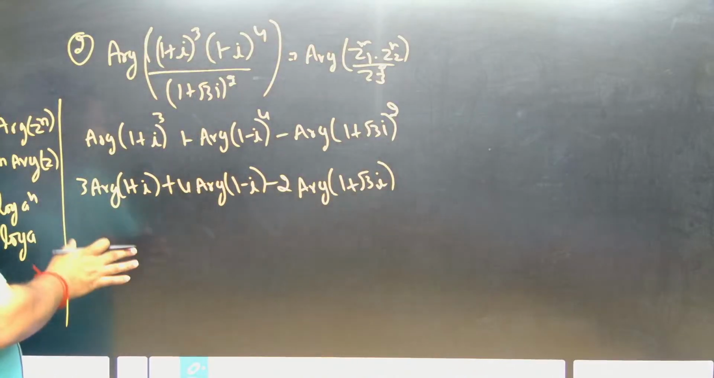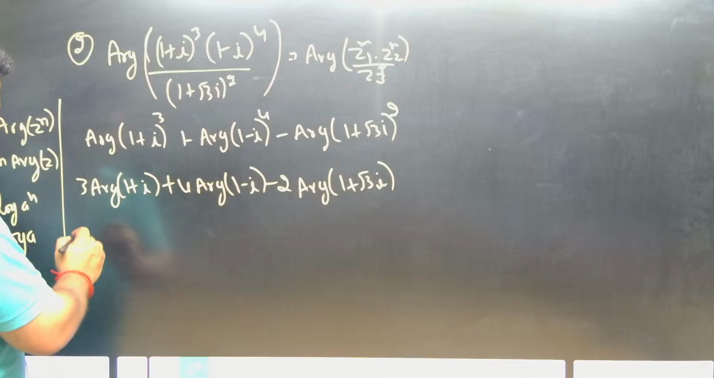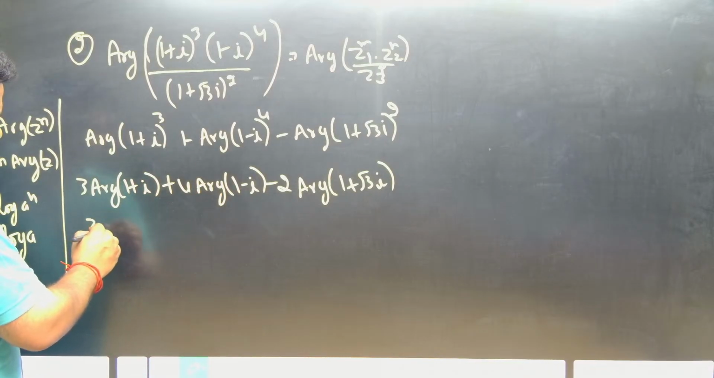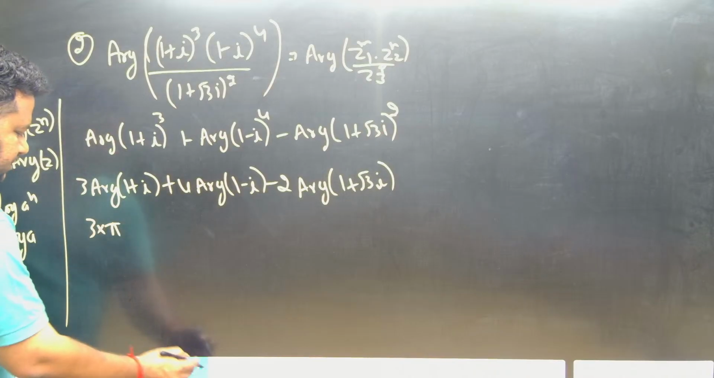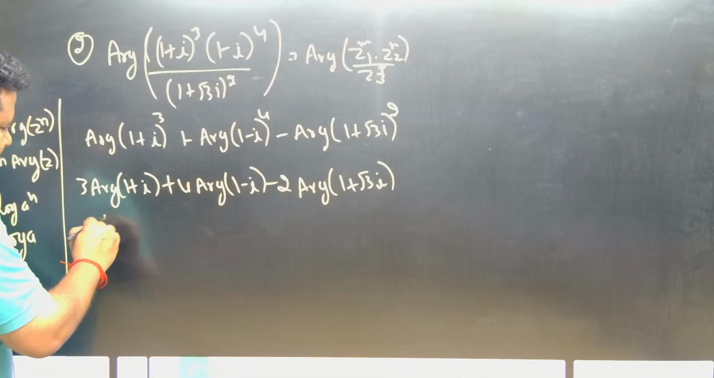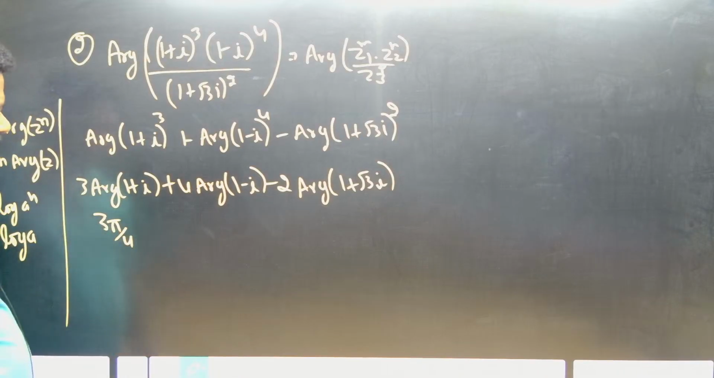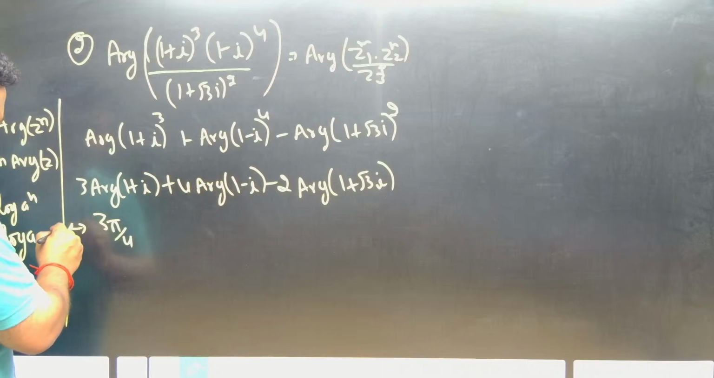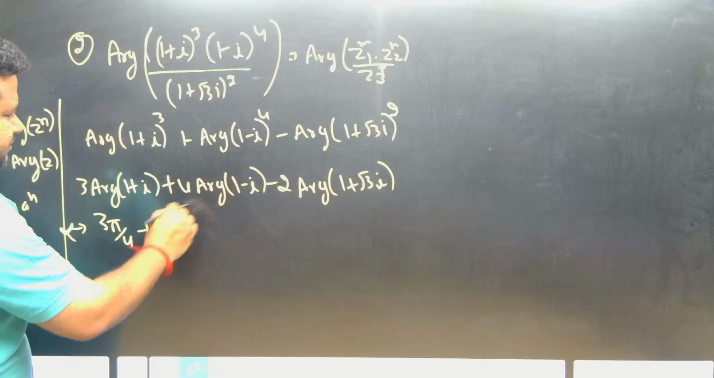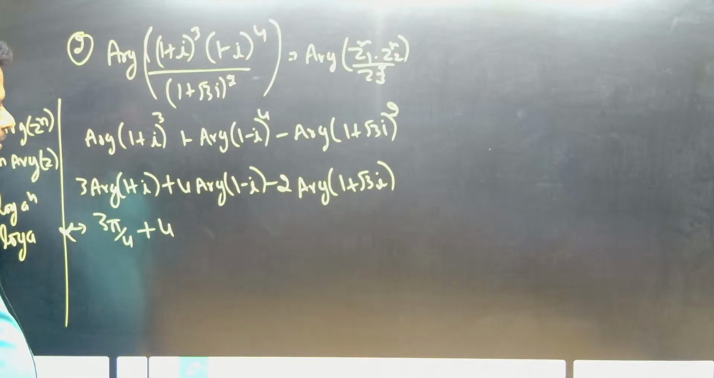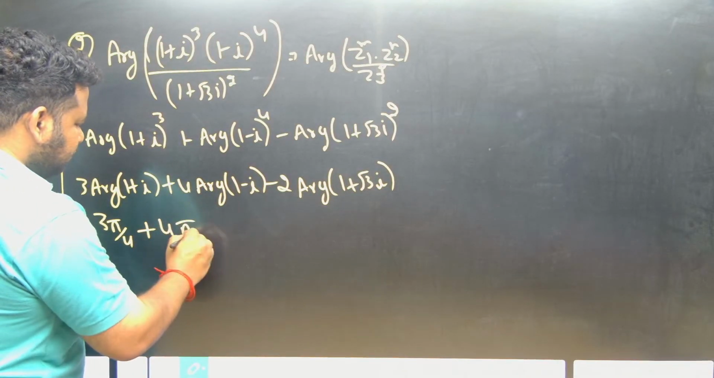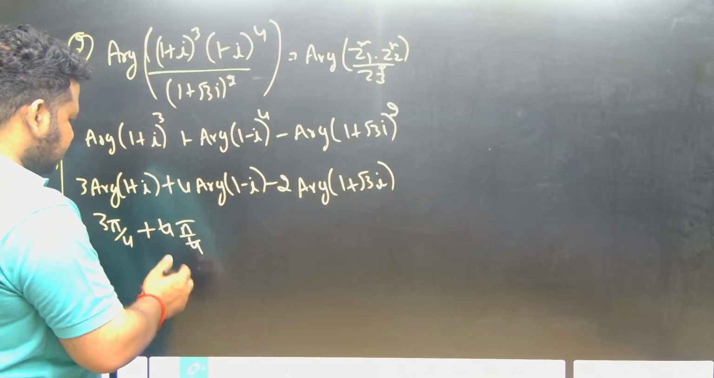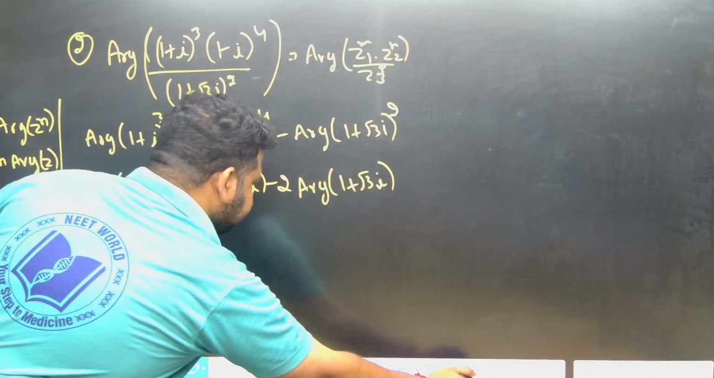Now I will write the alpha value directly. Here 3 will be there, 3 into alpha. What is this alpha? Tan inverse of 1 by 1, that is 3 times pi by 4. Plus 4 into the alpha value: tan inverse of 1 by modulus of minus 1, that is nothing but equal to plus 1 only. This will become 4 times pi by 4. 4 I can cancel, or let me keep it just like that as of now.